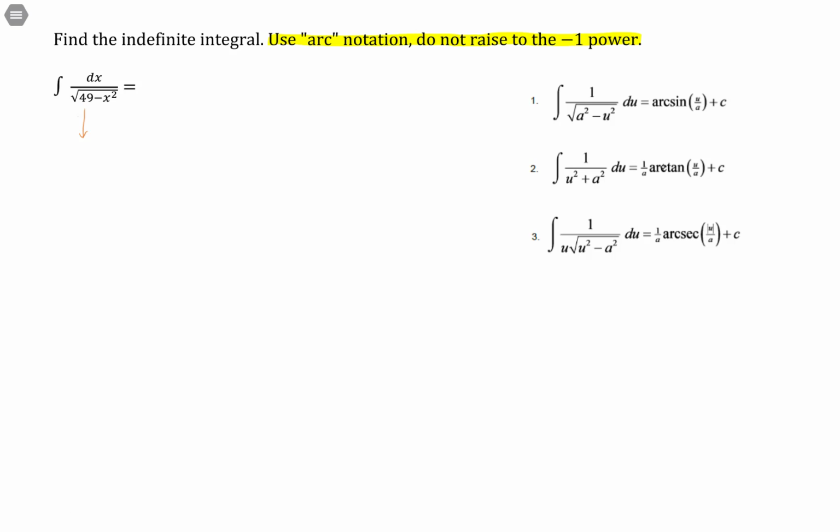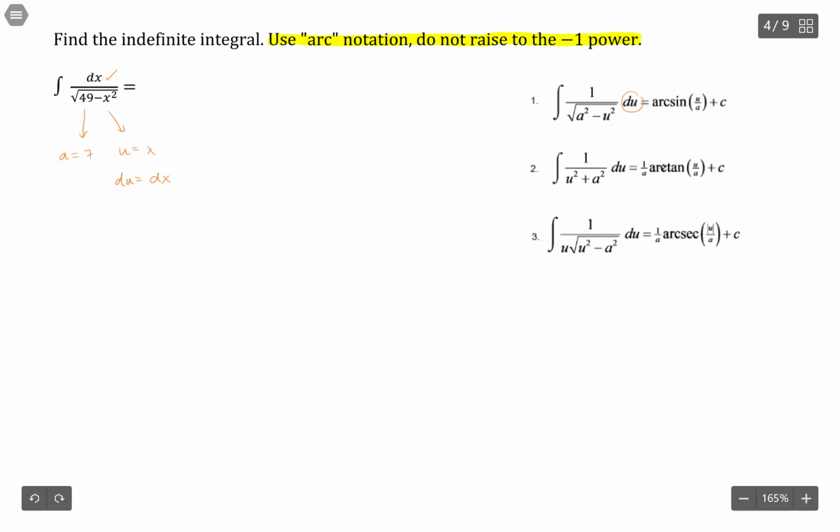All right, now let's identify the constant a. So this term is a squared, so the square root of 49 is going to be a. Then it's minus u squared, so u is the square root of x squared, which is just x. And it's important to note this because we also have to make sure du matches up. So du here is just dx, which is what's in the numerator, which is what's noted over here. So that's great, we're done.